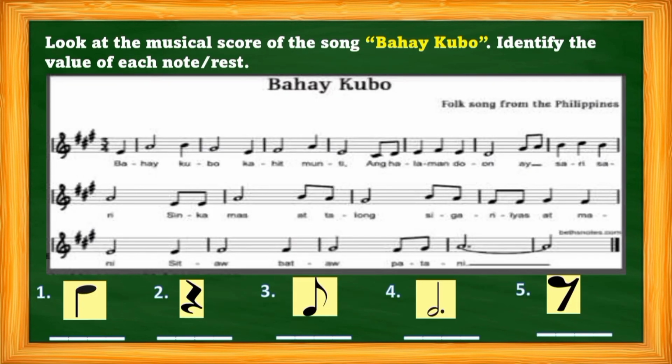And now, let's answer this one. Look at the musical score of the song, Bahay Kubo. You need to identify the value of each note and rest. Number 1, number 2, number 3, 4, and 5. So write that in your answer sheet. Are you ready to answer this one?